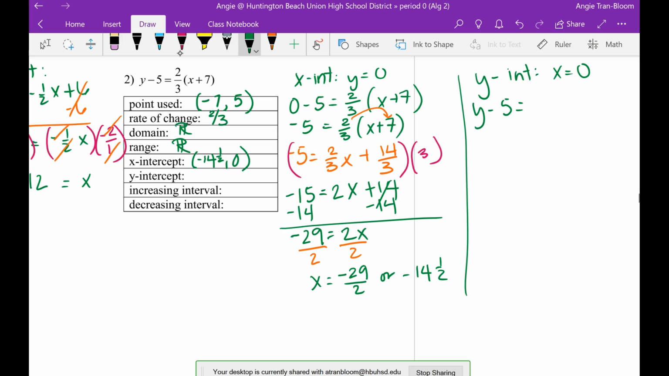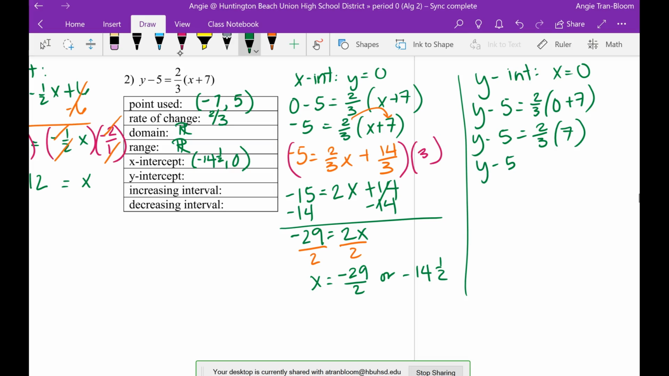All right, so y equals 2 thirds times 0 plus 7. Well, 0 plus 7 is just what? 7, which is awesome. So this is just going to leave me 2 thirds times 7, right, class? Well, 2 thirds times 7 is again 14 over 3.